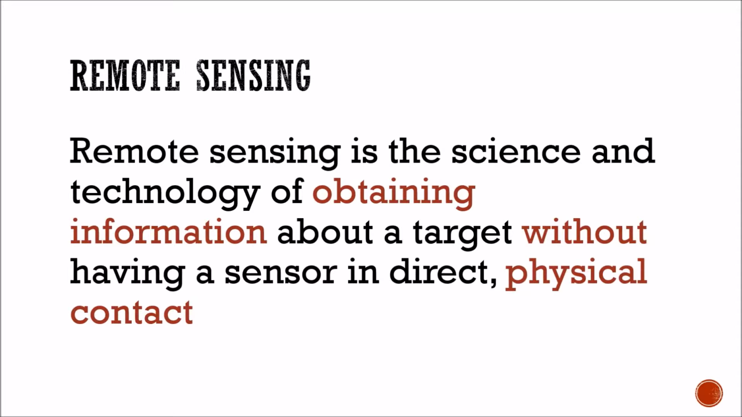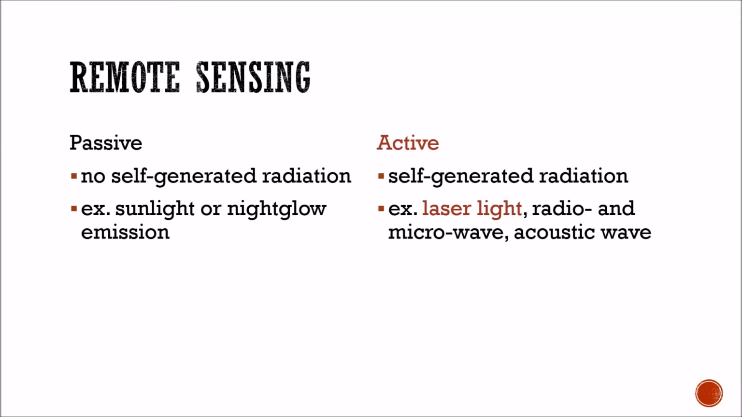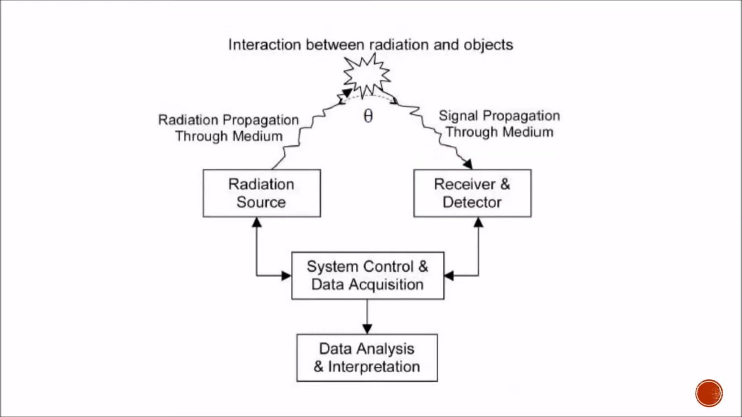Remote sensing is the science and technology of obtaining information about a target without having a sensor in direct physical contact. Remote sensing can be split up into passive and active sensing, where passive has no self-generated radiation while active does. In fact, this is where LiDAR comes into play, as it uses laser light as radiation. In light detection and ranging, also known as LiDAR, laser light serves as the radiation source and shines on our target of interest. It is then backscattered uniquely based on the object and detected and received by analyzers.